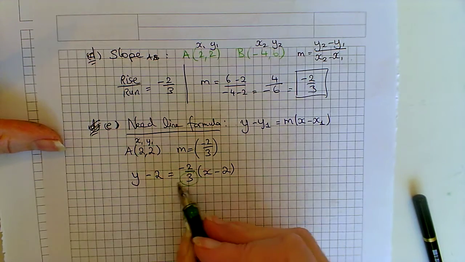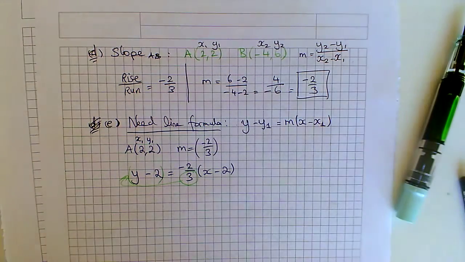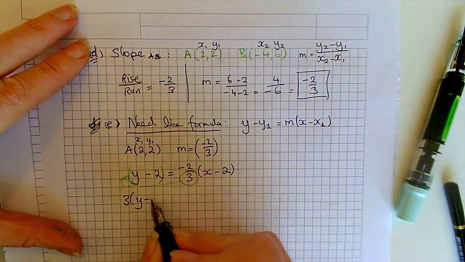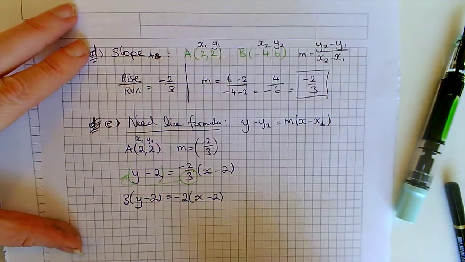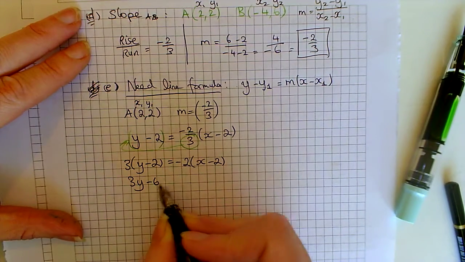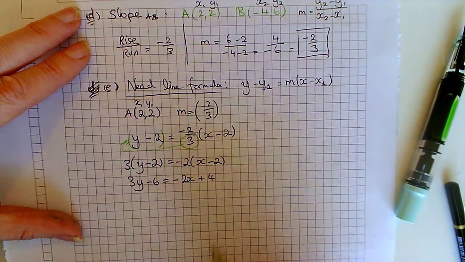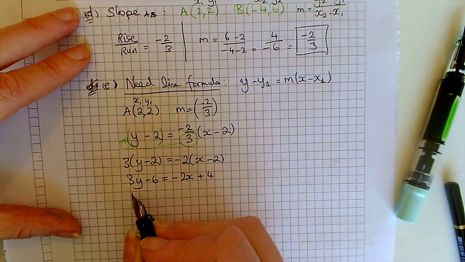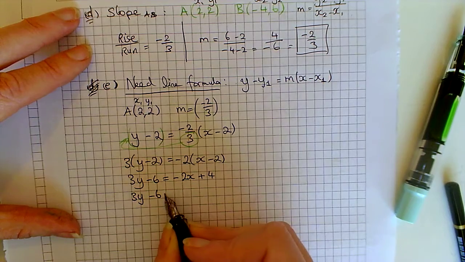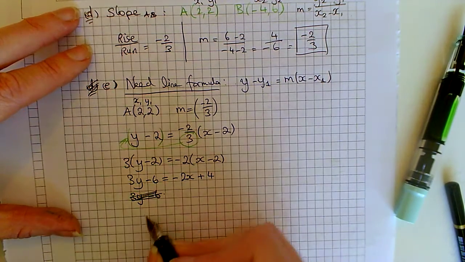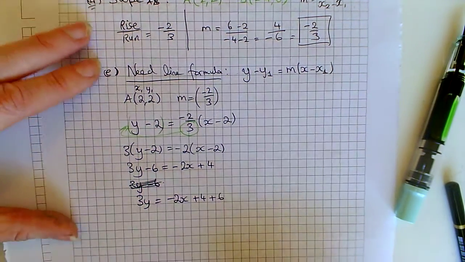We multiply the y side. What we're actually doing there is multiplying by my common denominator. We multiply the y side by 3 to get 3 by y minus 2. And we multiply the x side by the numerator, minus 2 by x minus 2. That gives me 3y minus 6 equals minus 2x plus 4. So 3y is equal to minus 2x plus 4 plus 6. What am I doing here? I'm not doing what we normally do.